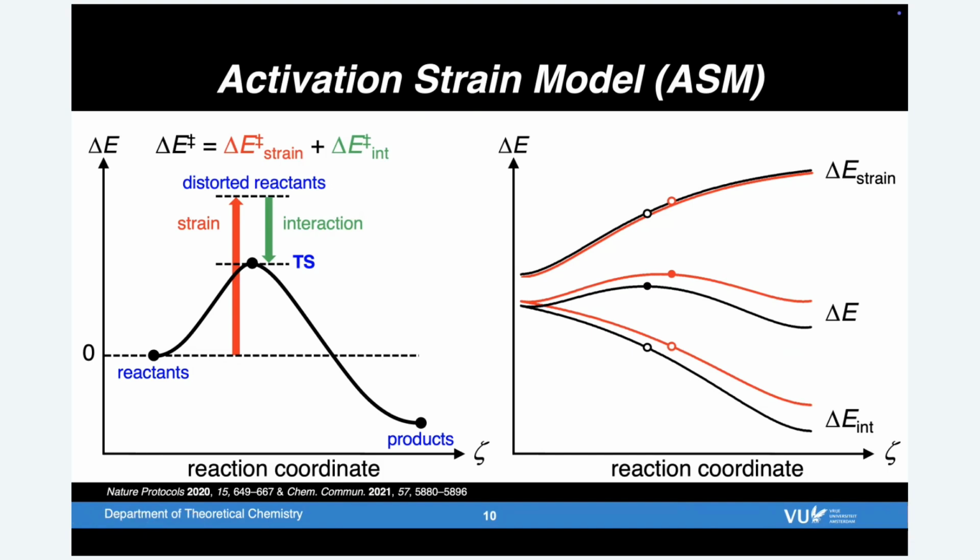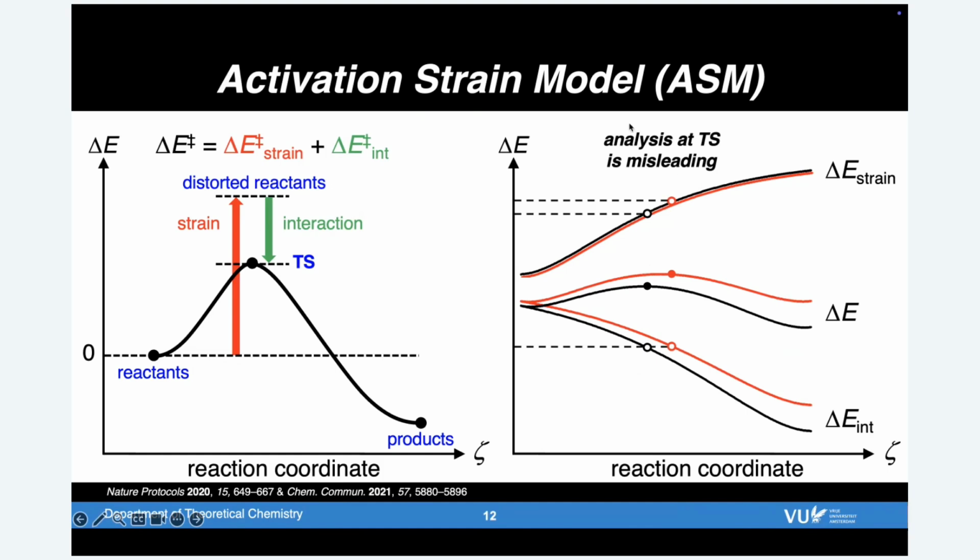This is all in accordance with the Hammond postulate. So I would argue that analysis at a consistent geometry would give the most insight into the factors controlling reactivity, and that is what we will do in this talk later on. So we're going to pick a point on our reaction coordinate with a consistent carbon-carbon forming bond distance and do our analysis there.